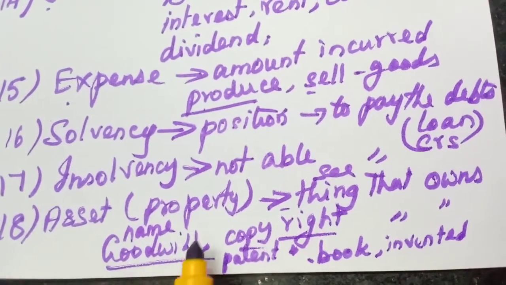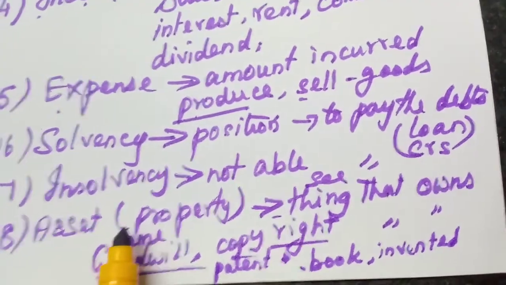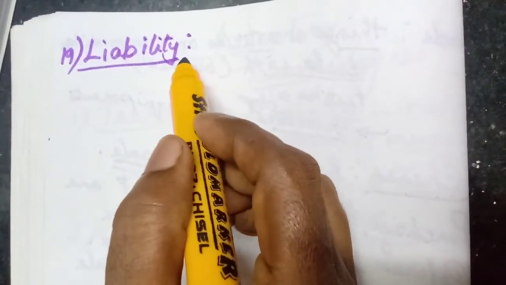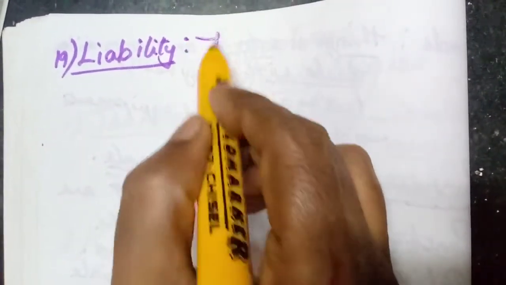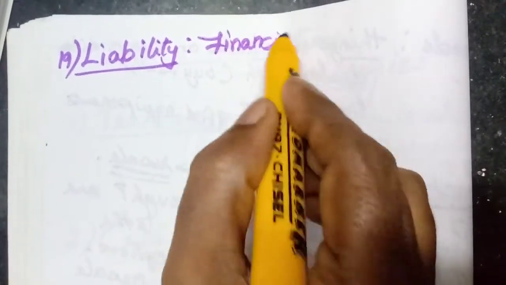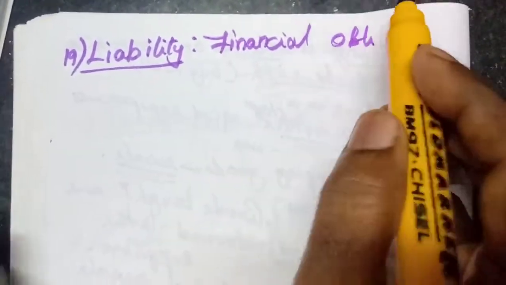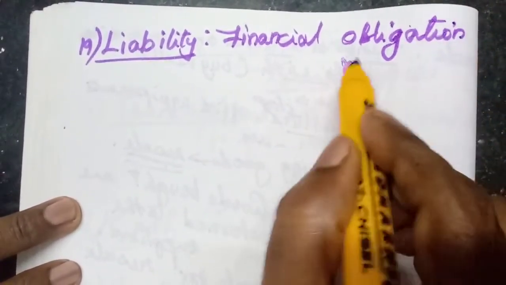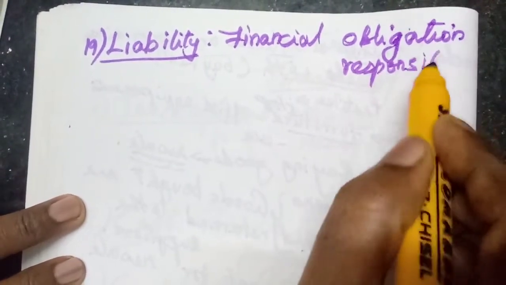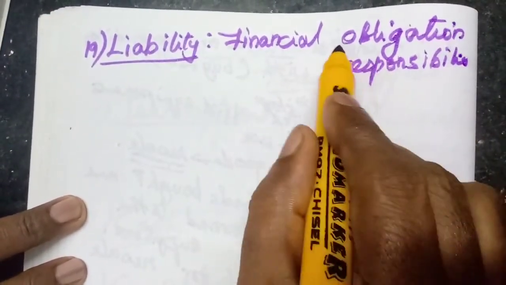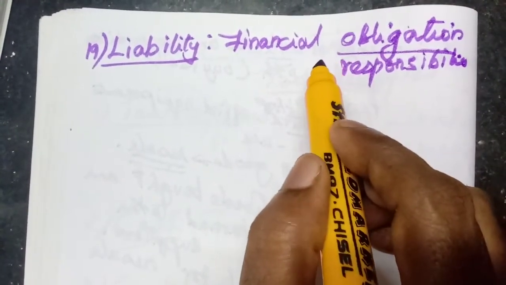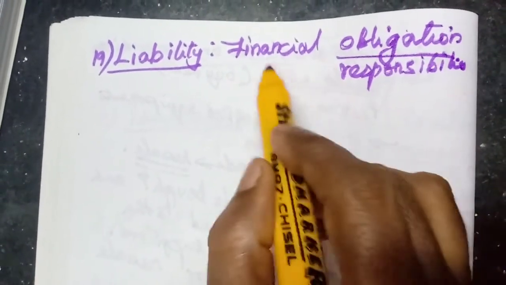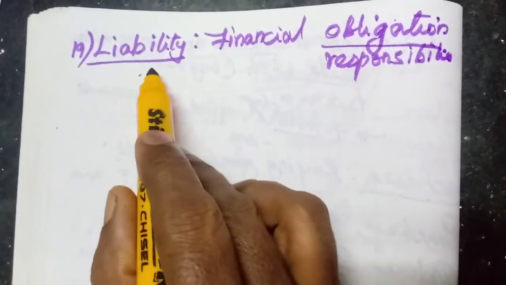Now the opposite of asset is called liability. That we will see. Next one, what is a liability? Opposite of an asset. That means we have a financial obligation. Financial obligation of a business is called liability. Obligation means responsibility. We need to pay some amount. If we have borrowed a loan, that is a liability. Or the capital itself is a liability for the business to repay to the owner. So that is called liability.